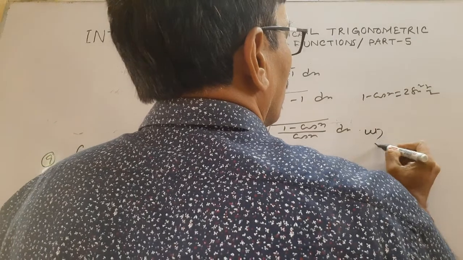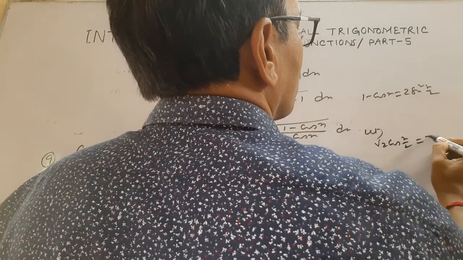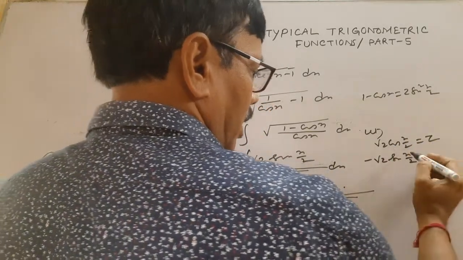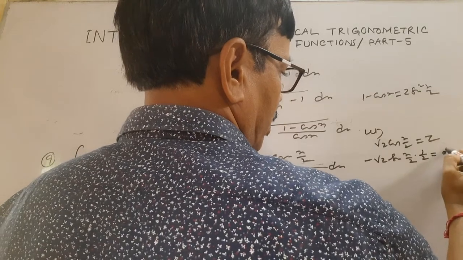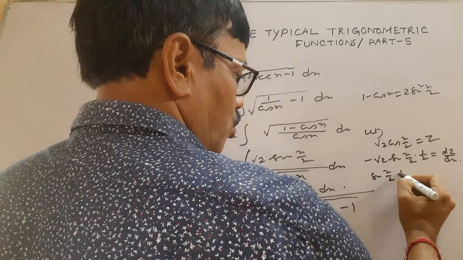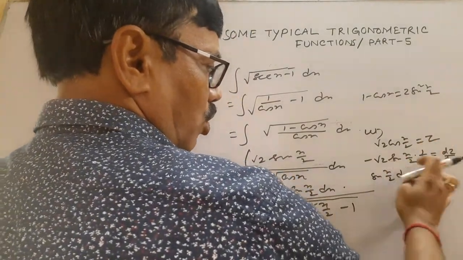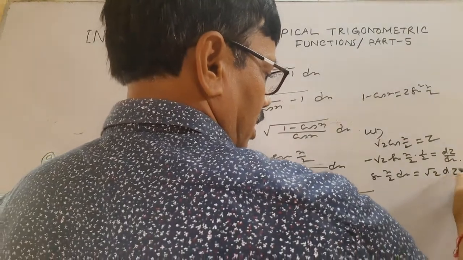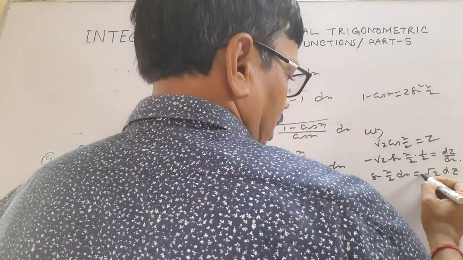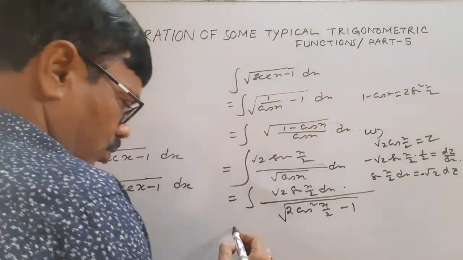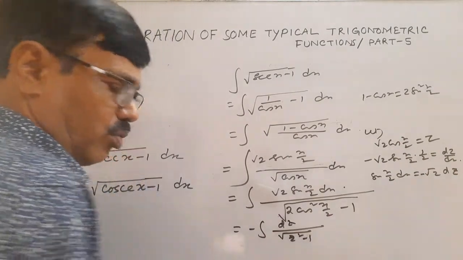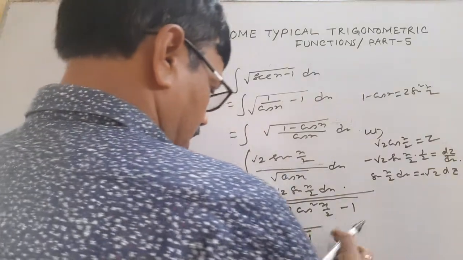So let root 2 cos x by 2 equal z. So root 2 sin x by 2 with negative sign into half equals dz by dx. So we are getting sin x by 2 dx as root 2 dz. Root 2 cancels out, and this is root 2 dz with a negative sign. So this one is minus dz by root over z square minus 1. Now it is of standard form.